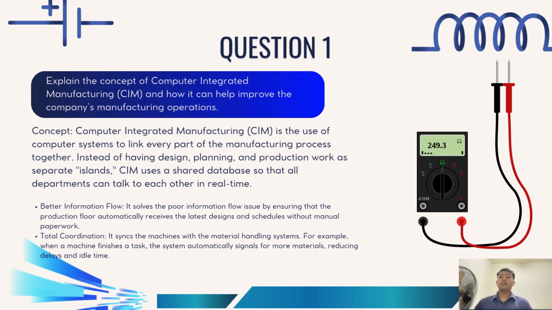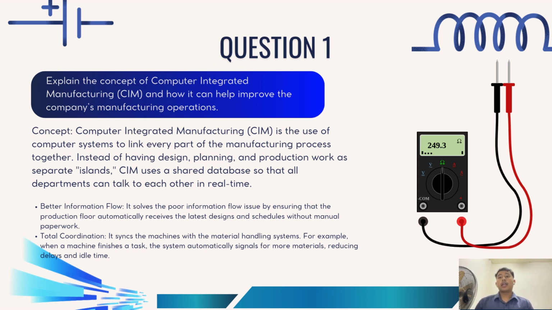Now I will answer the first question, which is the explanation about the concept of computer integrated manufacturing. So CIM is the use of computer systems to link every part of the manufacturing process together. Instead of having design, planning, and production work as separated islands, CIM uses a shared database so that all the departments can talk to each other in real time.